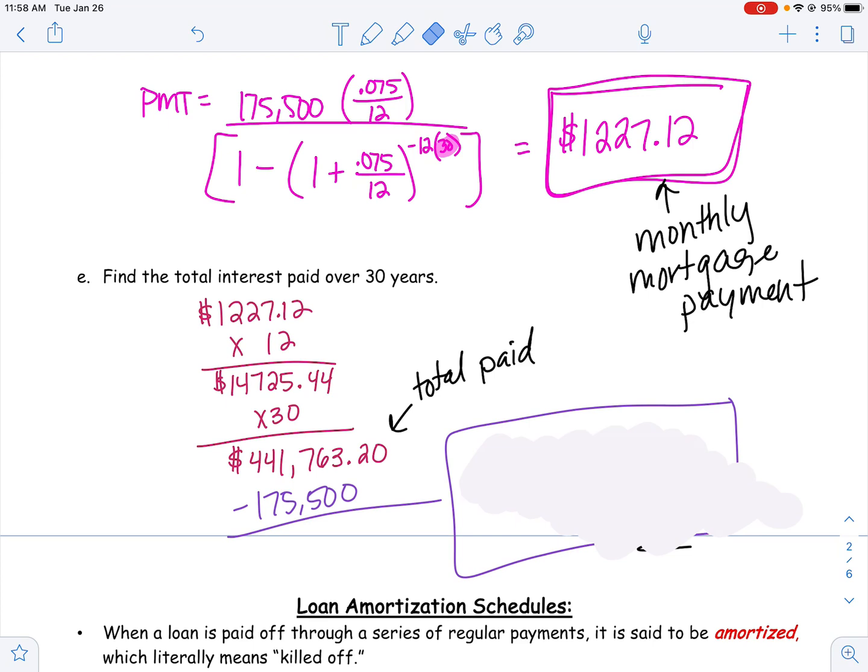So again, I paid a total of $441,000, but $175,000 went to the actual home. The rest of it, $266,263.20, I just paid in interest. So if you look at those numbers, you paid almost double in interest than what your actual home was worth. Whew, that's a lot of extra money, right? But most of us have to take out that long-term loan because we don't have $175,000 cash laying around to pay for the home in full. So we end up paying a lot of money in interest in order to take out that mortgage loan and pay that every month for the next 30 years. Kind of interesting.